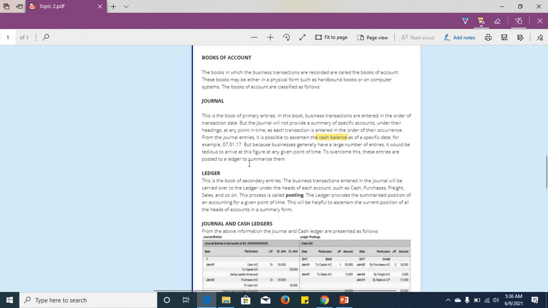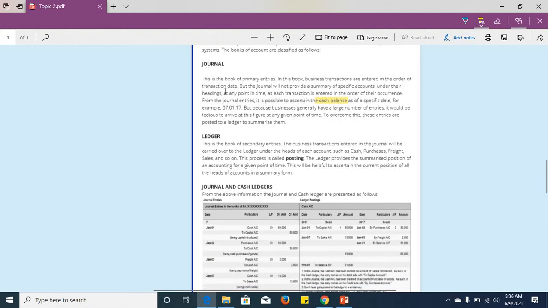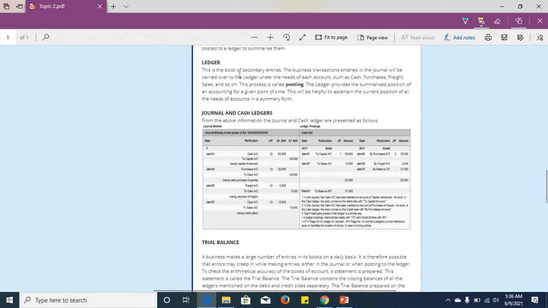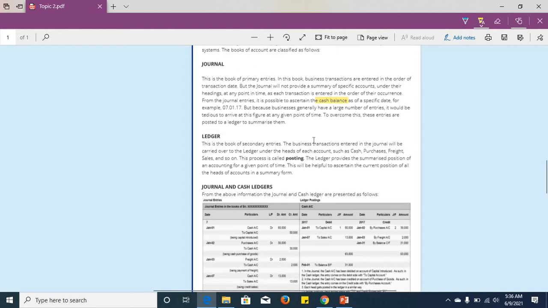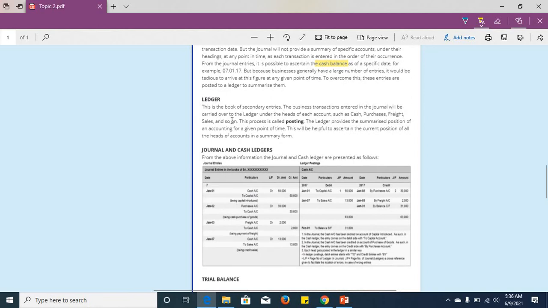To overcome this, these entries are posted in the ledger to summarize them. So individual transactions are posted in the ledger. This is a book of secondary entry, and the journal is the primary entry. The business transactions entered in the journal will be carried over to the ledger under the heads of each account, such as cash, purchase, freight, sales, and so on. This process is called posting.